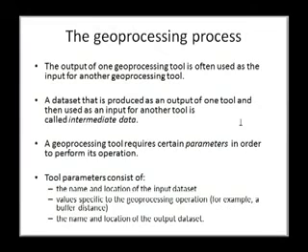So, a geoprocessing tool requires certain parameters in order for it to perform its operation. Tool parameters can consist of the name and the location of the input data set. You got to tell the tool what the input data set is. You have to specify values to the geoprocessing operation. For instance, with the buffer tool, you have to tell it the buffer distance. Some tools require more information than others. And you also have to tell it the name and the location of the output data set. That output data set gets created. You give it a name and you give it a location.